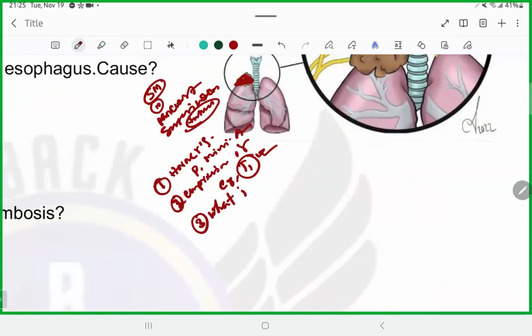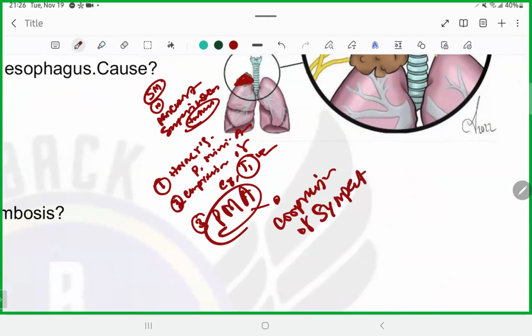What will happen? Horner syndrome. Where will be the compression? C8-T1. Why are we having ptosis, miosis, and anhidrosis? Because of compression of the sympathetic ganglion.